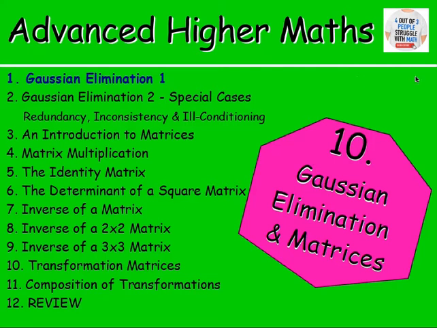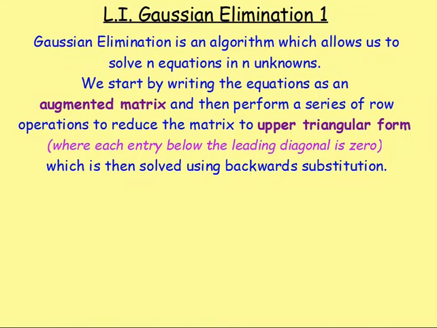So we started this chapter off looking at Gaussian elimination. Woo! What is Gaussian elimination? Well, that's just an algorithm which allows us to solve n equations and n unknowns. So the majority of the time we would have 3 equations and 3 unknowns, x, y, and z. How do we solve it?